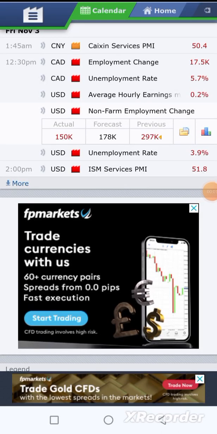Everyone, today we are going to study the non-farm payroll, how we can trade non-farm payroll effectively, and also how we can analyze the data and then use the data that we have analyzed to trade effectively.